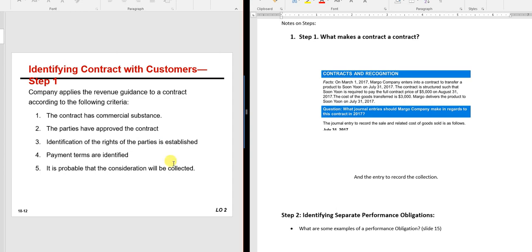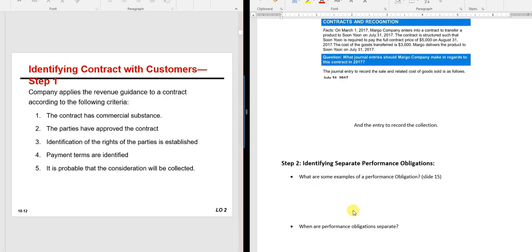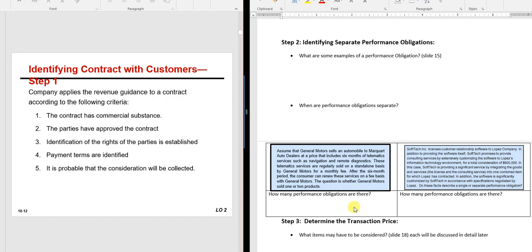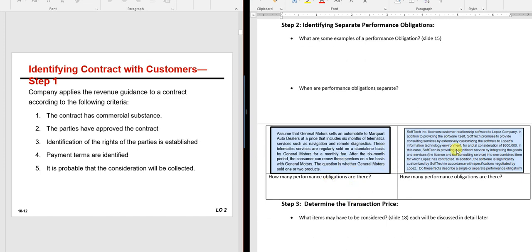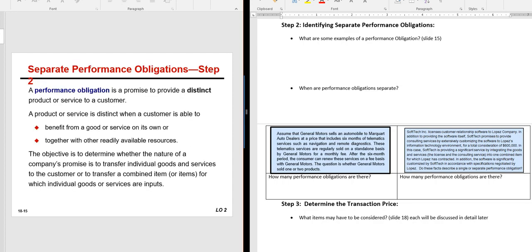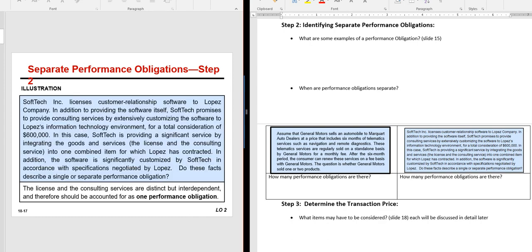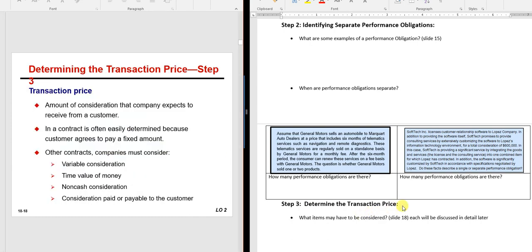And then we have the second step of separate performance obligations. A lot of times it's just whether you're buying the bundle as one thing. Can you separate it? Can you not separate it? And so we're going to get into warranties. Sometimes you can buy the warranty that comes with it, and sometimes you get an extended warranty with it, and those are two different things. There's those two examples. Now we're going to determine the transaction price.